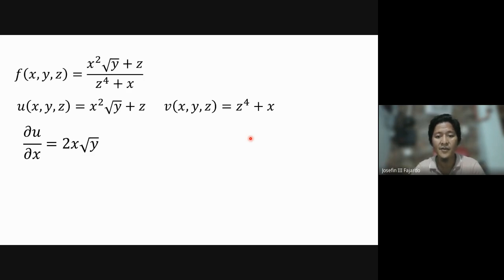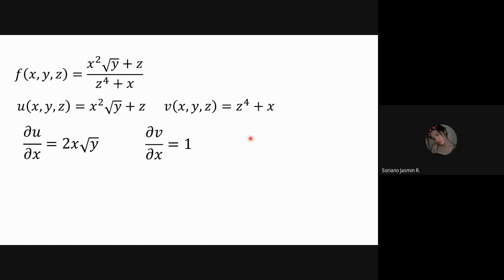Now, how about the partial derivative of v naman with respect to x? So, notice, si numerator, si z squared ay constant at saka si x na lang yun. So, ano yung magiging derivative nito? Magiging 1, right? Can you follow? Opo. Okay na.